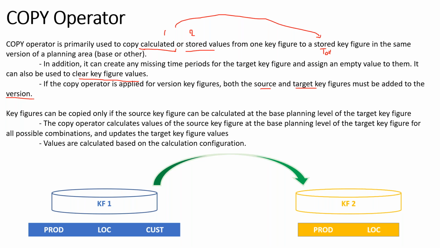So the copy operator can work between the key figures that are there inside the same version. A key figure can be copied only if the source key figure can be calculated at the base planning level of the target key figure. So this is another important point, guys.